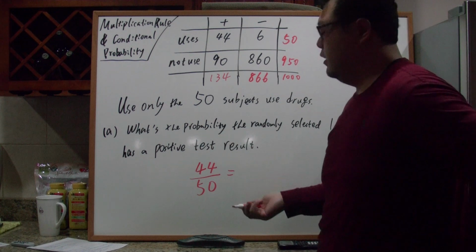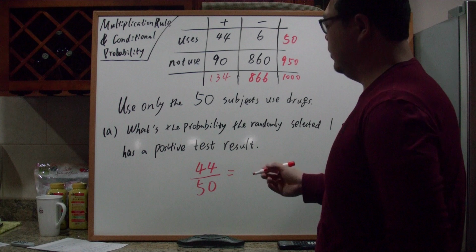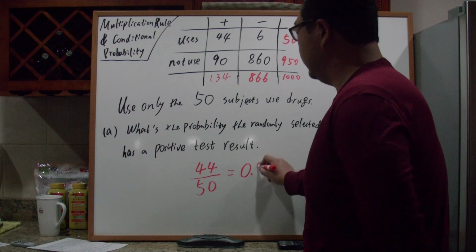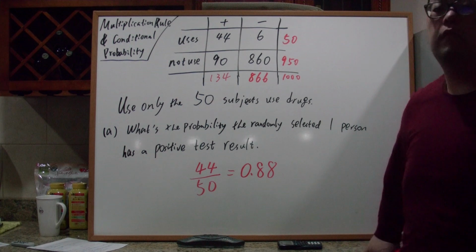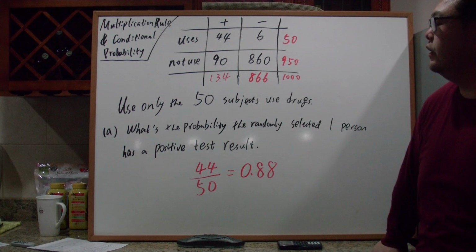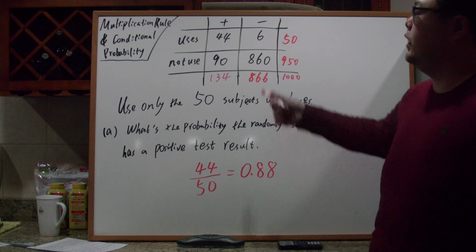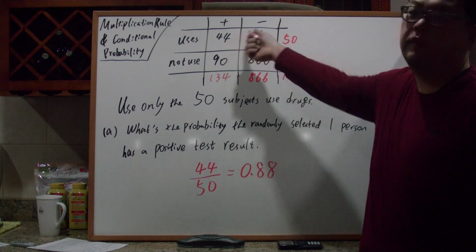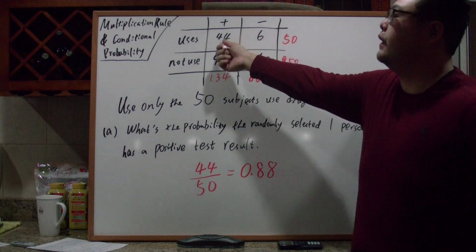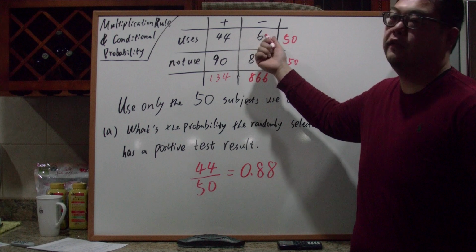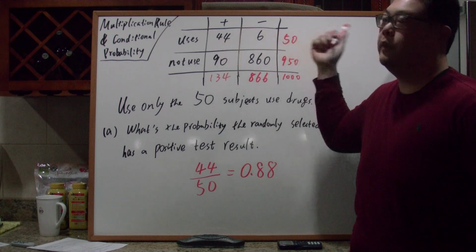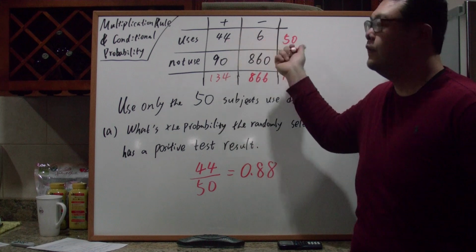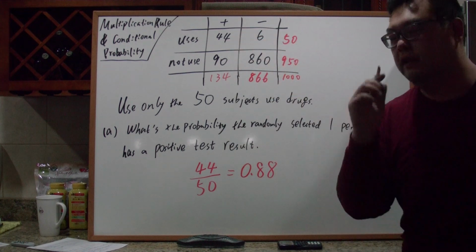And then we turn it into decimal, that's 0.88. Not that hard, right? We focus on the first row, and from that first row, we have the categories positive and negative result. We need one positive result out of those people who use drugs, that's 44 over 50, so we have one selected.